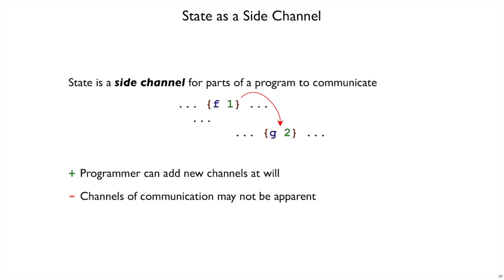If you're reading someone else's program and there's state behind the scenes, you cannot see all the channels of communication, or they may not be readily available. And this is what makes programs that use state harder to maintain in some cases, because the side channels and the invariants related to those channels are not apparent. So state has some good parts and some bad parts. Clearly, in any case, it's an important feature of many programming languages, so it's something that we should study.